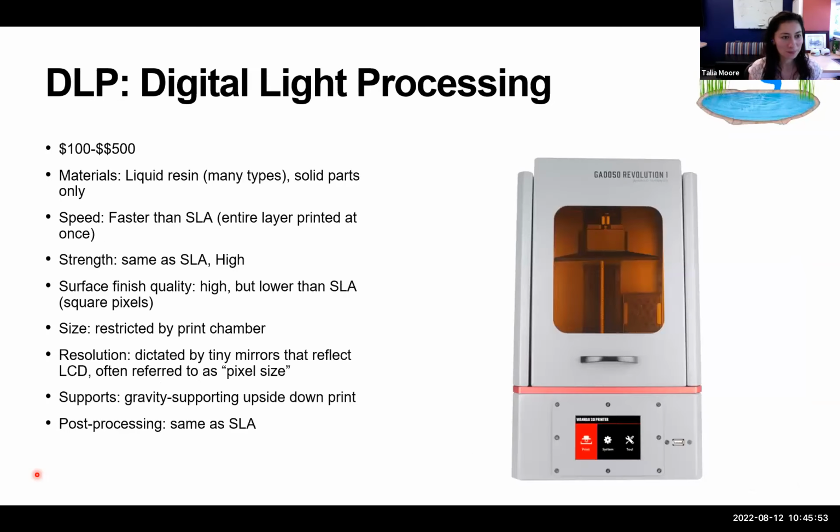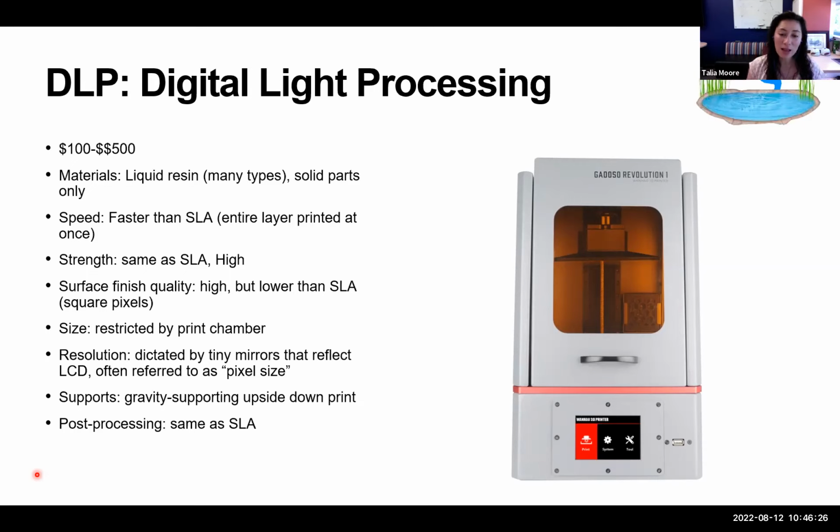Okay, next slide. So DLP is another type of liquid resin-based 3D printing. It's a lot cheaper than SLA. And the way that it works is instead of having your print bed submerged in this resin and having a laser come along to harden that resin, you have an entire LCD screen and it hardens an entire layer at a time.